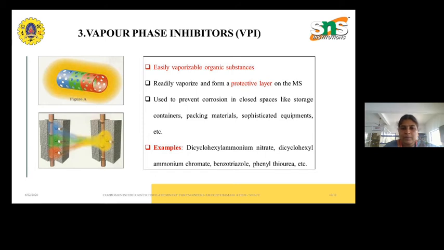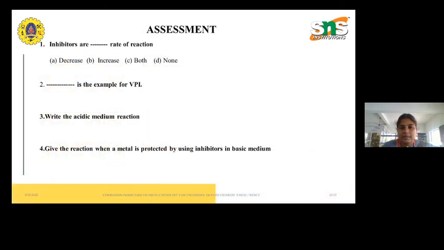We know that ammonium compounds always have a pungent odor and are easily vaporizable. So dicyclohexylammonium nitrate or chromate, benzotriazole or phenylthiourea are easily vaporizable materials. They vaporize and stick on the surface of the metal, and form a protective layer on the metal surface and prevent further corrosion of the metals.